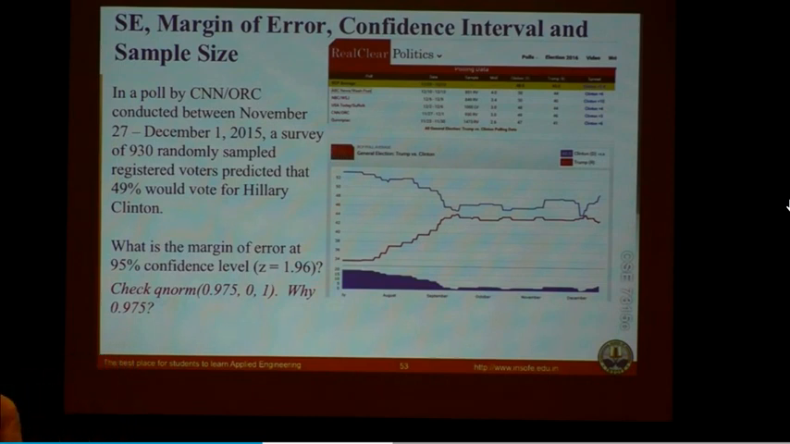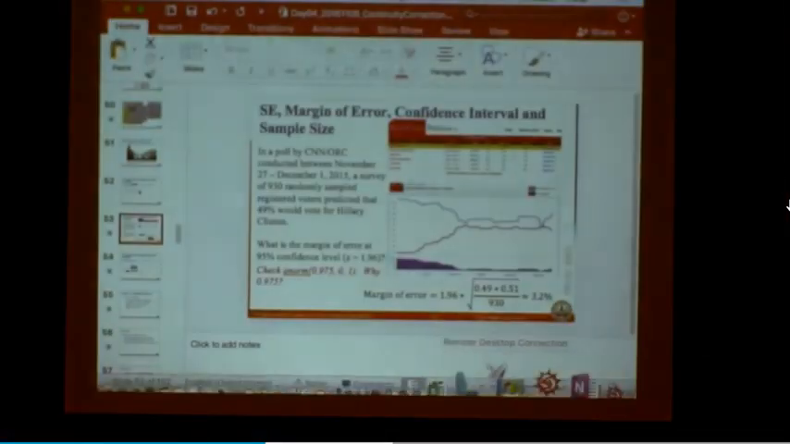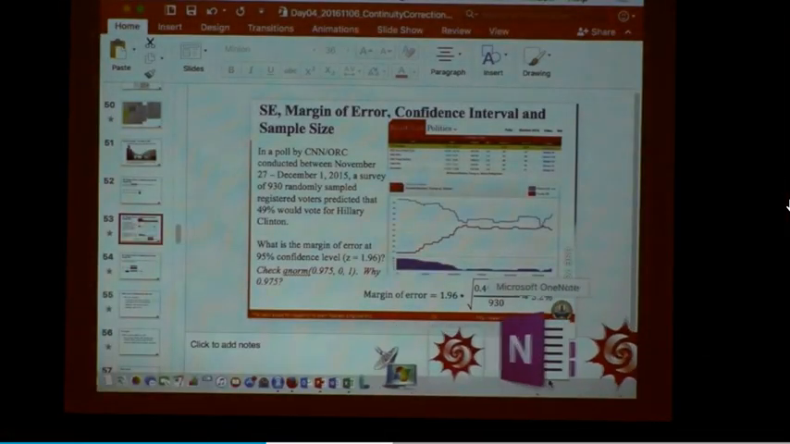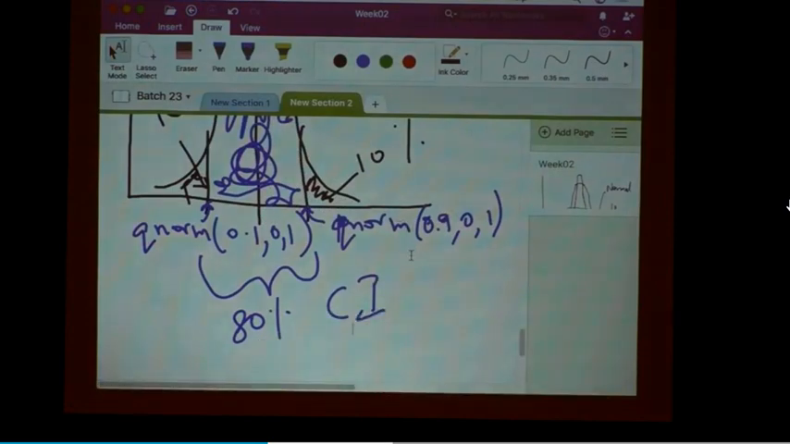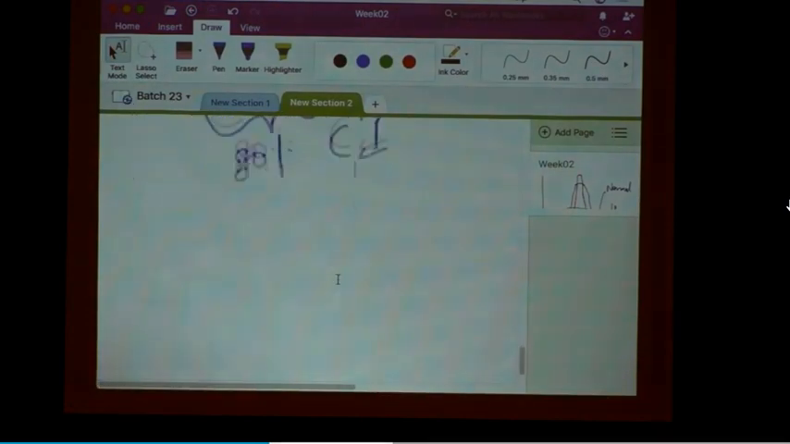Okay, good. Same thing that we did earlier. What we did here, 0.9 and 0.1, that's the same thing.